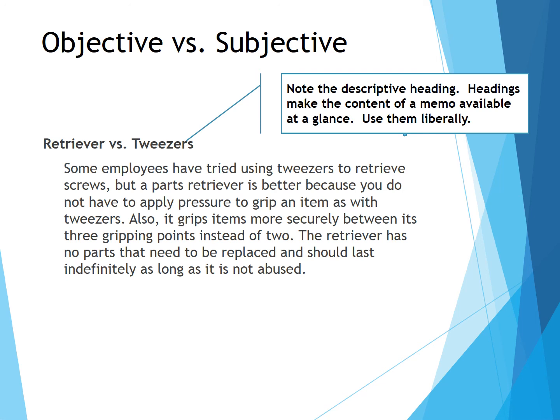In this section, we're also talking about the difference between objectivity and subjectivity. All writing is really subjective because you have a human being who's writing it. But we do strive towards objectivity, and so what this writer is doing here is looking at or comparing the retriever to tweezers. And there's a good reason for doing that. It's not mentioned here, but obviously tweezers would probably be a lot less expensive, right, than buying these retrievers. But the writer indicates why this retriever would be better than tweezers, because it can grip, you know.